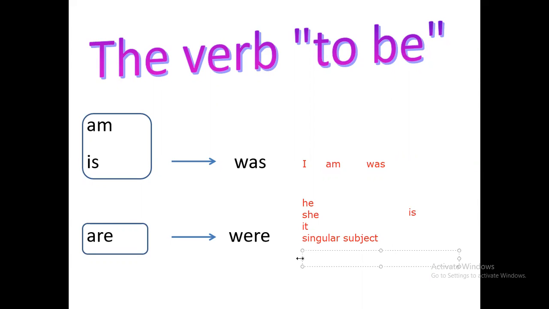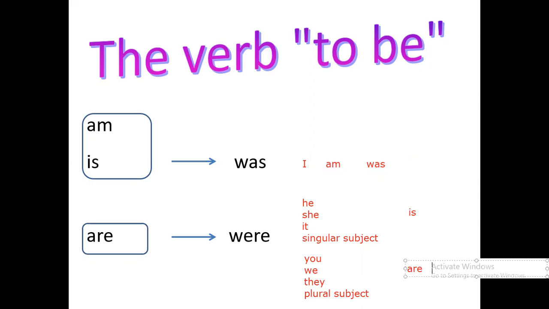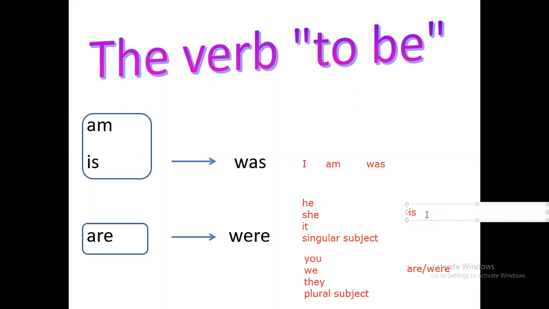What about you, we, they, and the plural subjects? If we have the subject you, we, they, or if we have a plural subject, we're going to use the linking verb are. And what's the past of are? It's were. So we're going to use are and were with you, we, they, and the plural subject. And here we said we're going to use is with he, she, it, and singular subject, with is and was. The past of is is was.